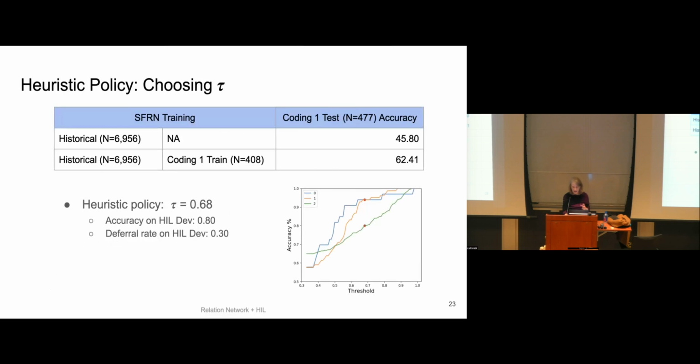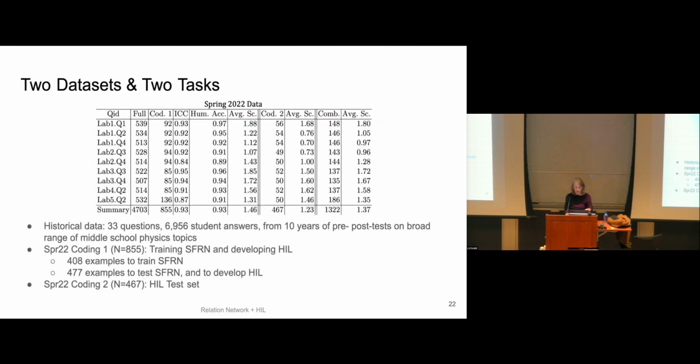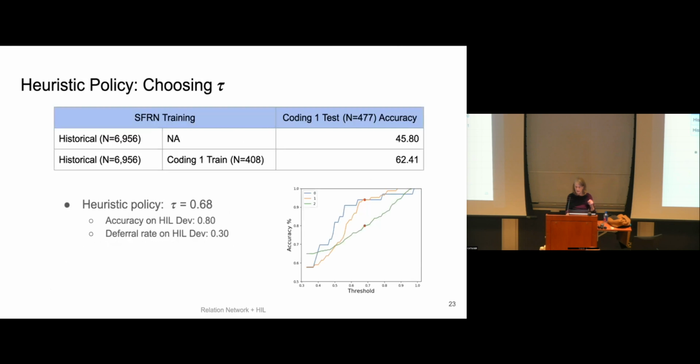And this is taking that first coding and dividing it into a train test set for SFRN. So that test set is the second half of the first coding. But if we just throw in 400 examples, we get up to 62% accuracy. A big boost, but not good enough, of course.